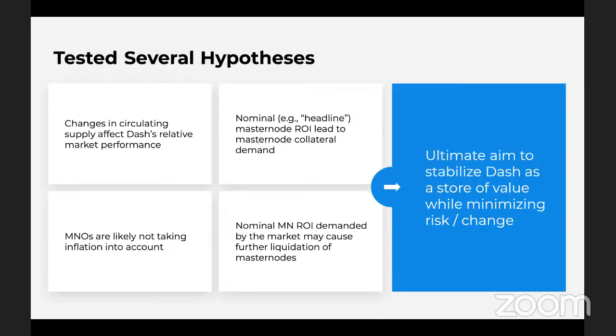The ultimate aim of all of this analysis is to develop a solution that will stabilize Dash's store of value over long periods of time while minimizing the amount of change that we're proposing to the network. Well, why do we want to minimize the amount of change? And the answer is because changes involve risk. If we make significant changes to the network, there may be unforeseen consequences. And so if there is a solution that allows us to address the issue that we see without major disruption to the way that the network works, that's going to be a solution that we're going to be most comfortable implementing.